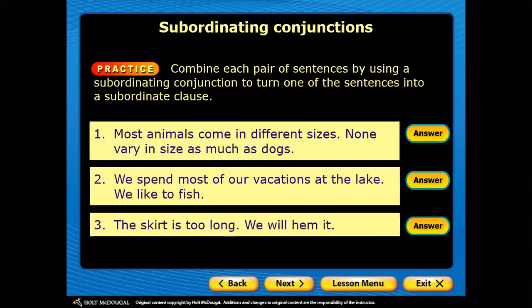Number 2. We spent most of our vacations at the lake. We like to fish. Because we like to fish. Very good. So what's the relationship between the two clauses here? Why did they spend most of their vacation at the lake? Because they like to fish. So the relationship is cause and effect, right? Very good.